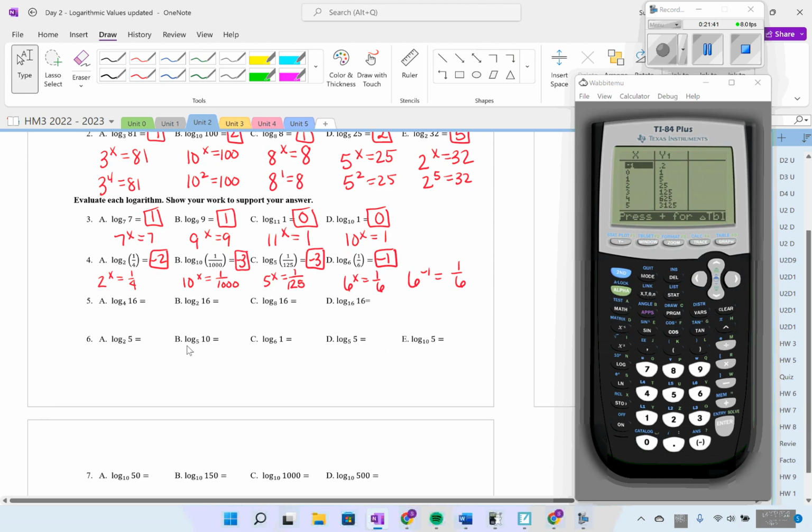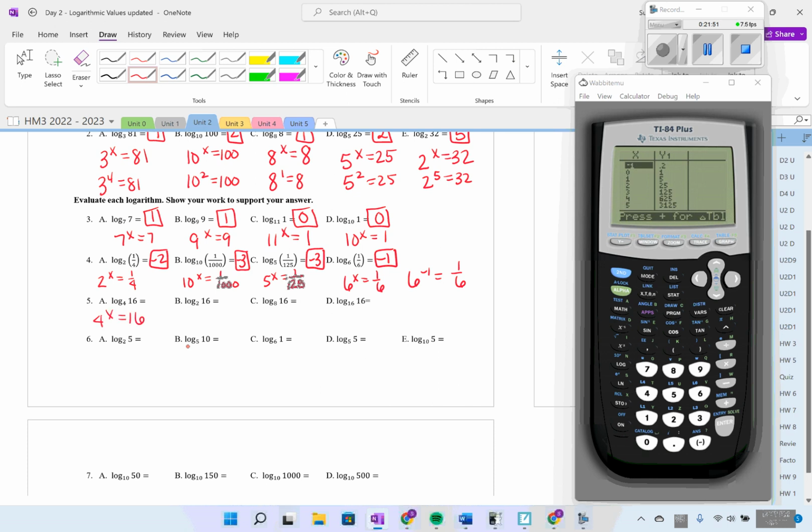So for question 5, why don't you pause the video and see if you can do these on your own. When you're done, unpause and check your work. So for the first one on number 5, we have 4 to what power equals 16. So we know 4 squared is 16, so 2.